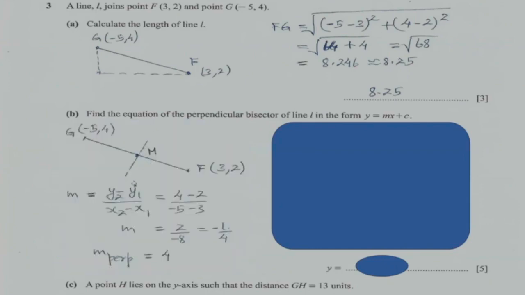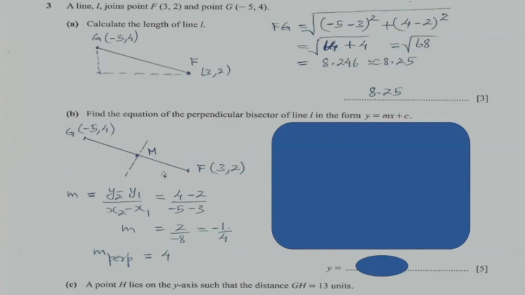Here it is perpendicular. Then first we have to find the gradient of this FG. So the gradient of FG is (y2 minus y1) over (x2 minus x1). So 4 minus 2 over minus 5 minus 3, 2 over minus 8 is minus 1/4. So for the perpendicular bisector, it is the reciprocal of this gradient with the sign changed. The perpendicular gradient is 4.